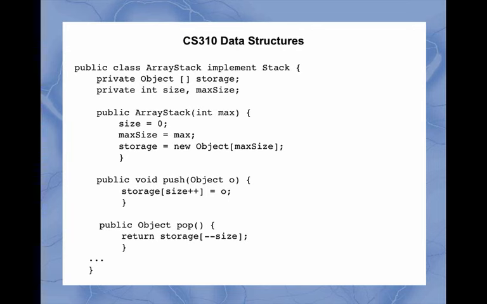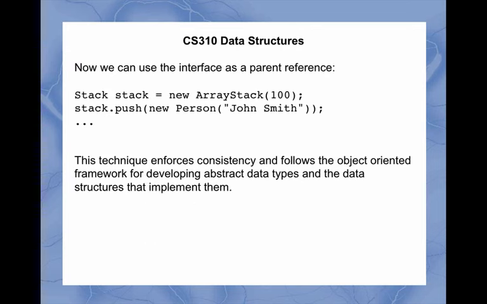Now we can use this interface on the left-hand side as a parent reference. That is, we cannot say stack equals new stack. That won't work. There's no code there. But we can say stack equals new array stack. On the left-hand side of an assignment statement, the equal sign, we can have an abstract class or an interface, if and only if on the right-hand side we have a concrete implementation of that abstract class or interface.